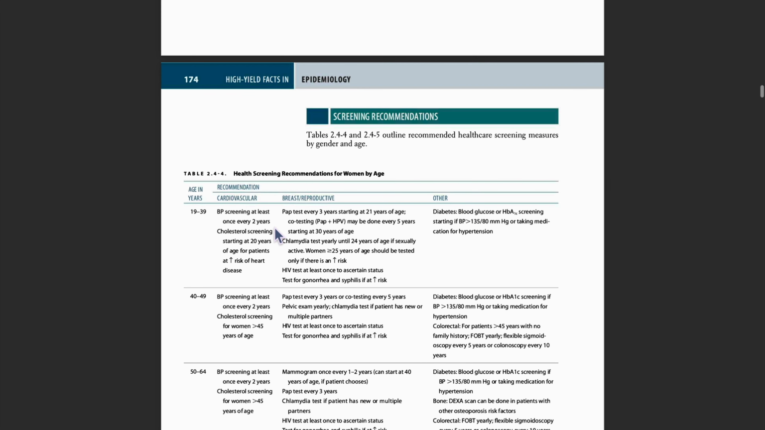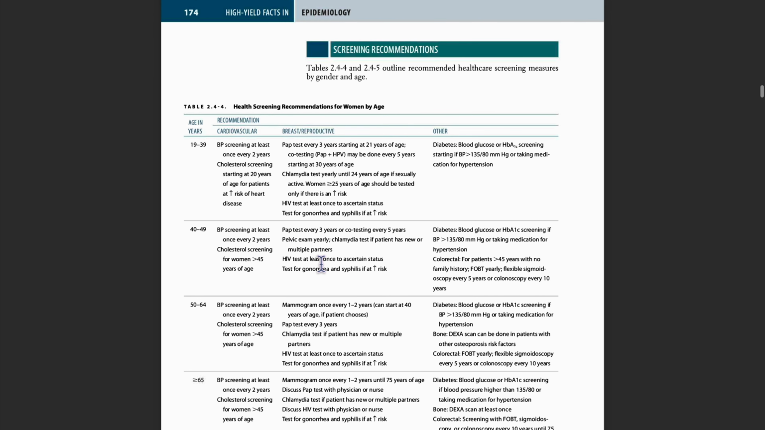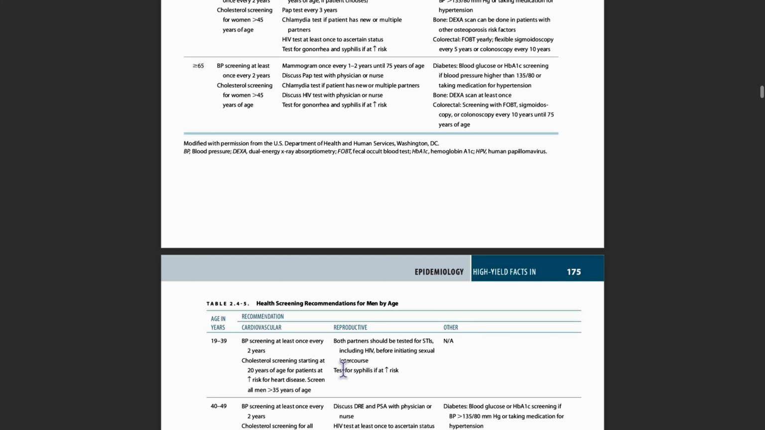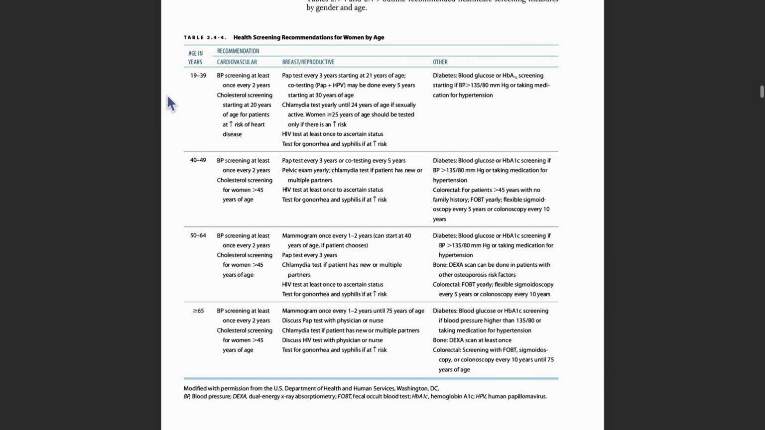Screening recommendation. Okay, so this outlines recommended healthcare screening available by gender and age. Health screening recommendation for women by age, and this is for men by age. Okay, so age in years 19 to 31. Recommended cardiovascular, breast, reproductive. Wait, not vaccine. Sorry, screening, and other screening.